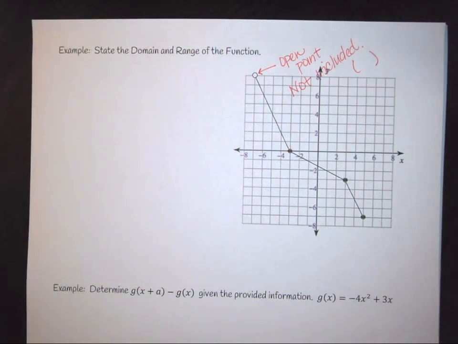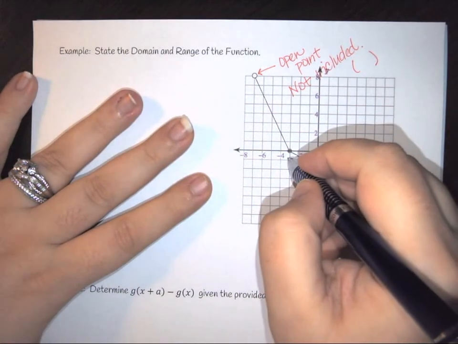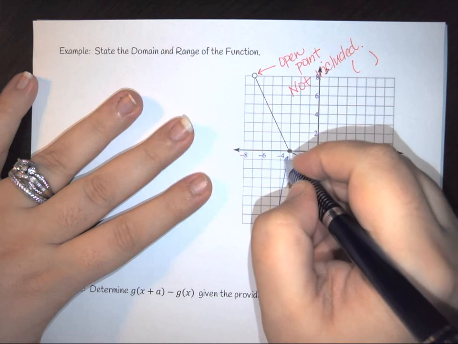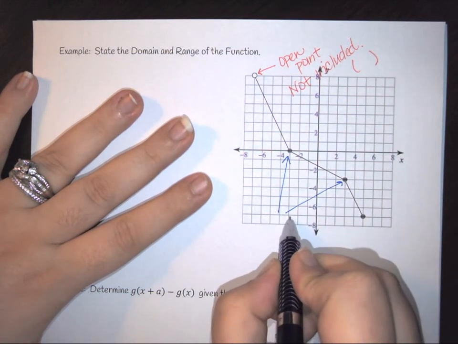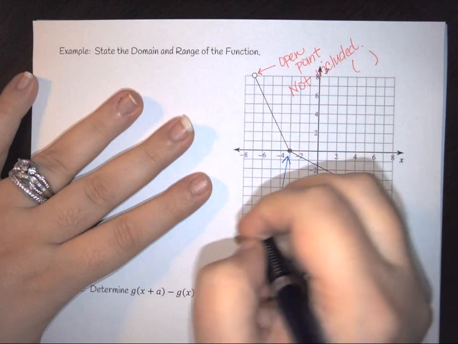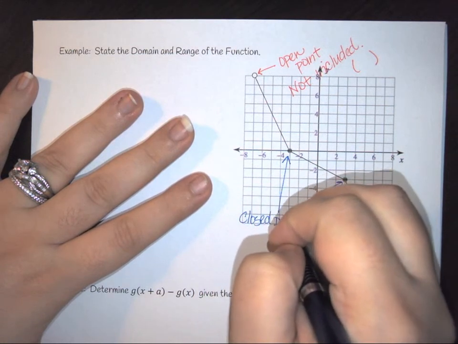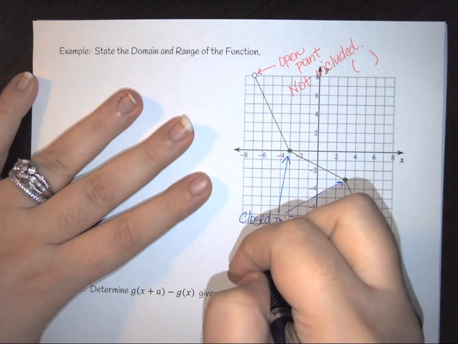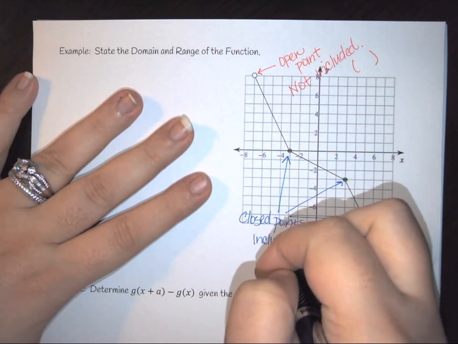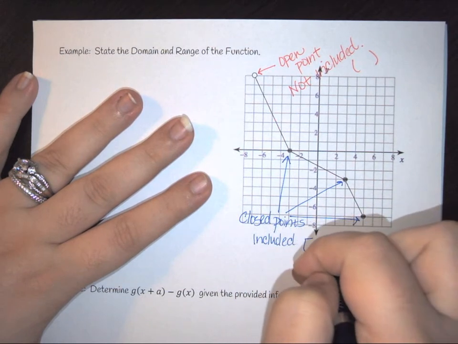Now, if we look at these points, so this point here, and this point here, these are all considered to be closed points. This means that they are included, which means we're usually talking about brackets.